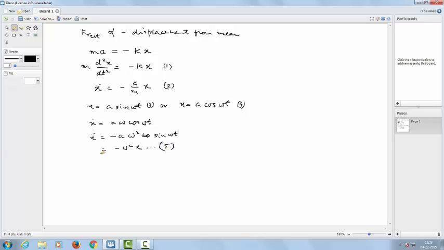Now we can compare equation 5 with equation 2, and we find that omega squared equals k divided by m, or omega equals square root of k divided by m. Since omega is equal to 2 pi by T, we can find the time period.